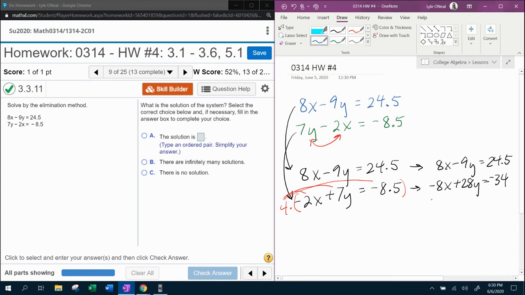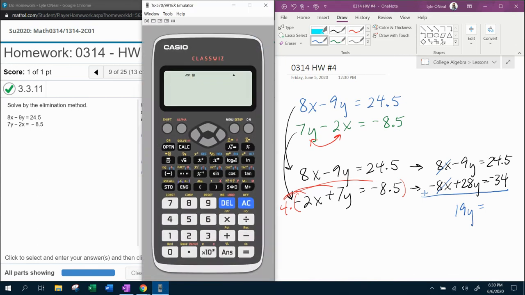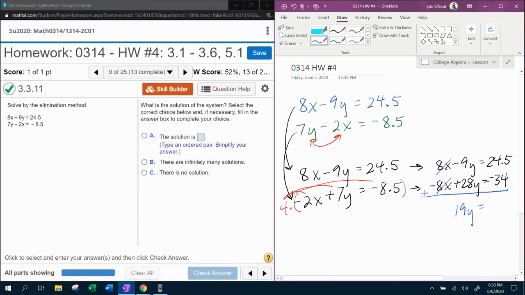And now we can use the addition method. We're now going to add up and down, and the x's cancel. I designed it that way. And if I keep going, let's see, what is 28 minus 9? I think that's 19y. And again, to bring up the calculator, what is 24.5 minus 34? Negative 9.5.